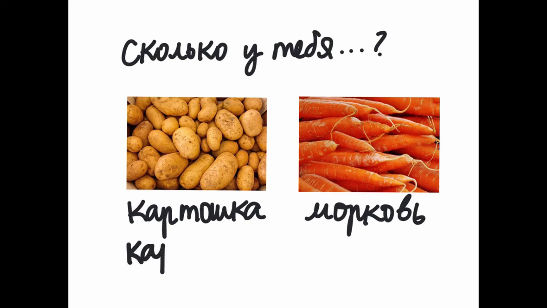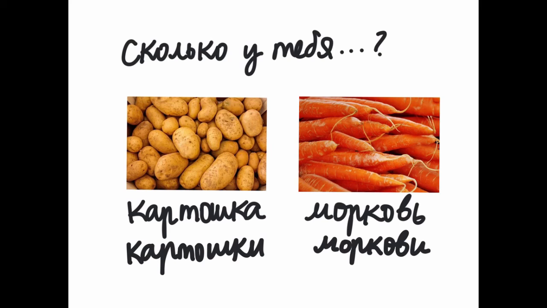Сколько у тебя картошки? Сколько у тебя моркови? So it's one thing to note that in Russian, sometimes we have different words that are considered countable or not countable. Both potatoes and carrots, while in English, are considered countable. In Russian, they're considered a mass. So in Russian, we say, сколько у тебя картошки? How much potato do you have? Instead of how many potatoes.